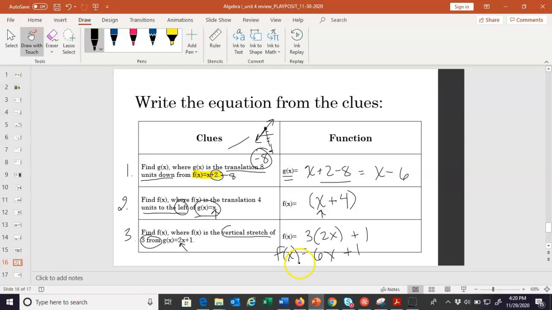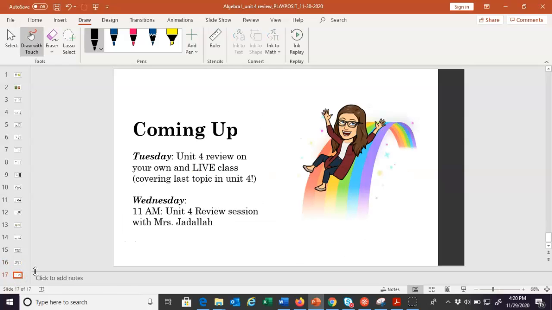Okay, I hope you guys are feeling a little bit better about this. Let me know if you still need help on transformations or anything really. Coming up tomorrow, we have a Unit 4 review on your own. So that's in the OMHS and it's an actual review sheet versus, sometimes it just says review previously learned material. And you're like, what? I put a review sheet in there for you and I'll get an answer key up if I can. And then we will have live class tomorrow, obviously. And it's going to cover the very last topic in Unit 4.